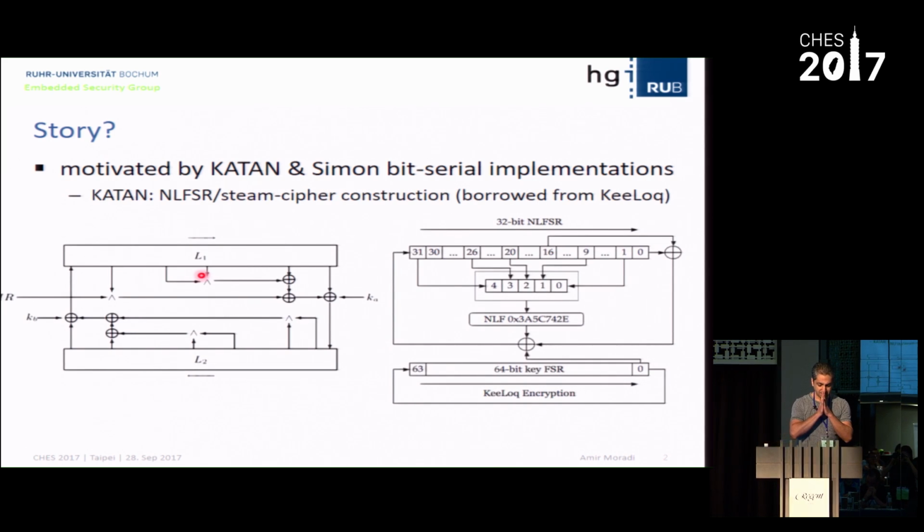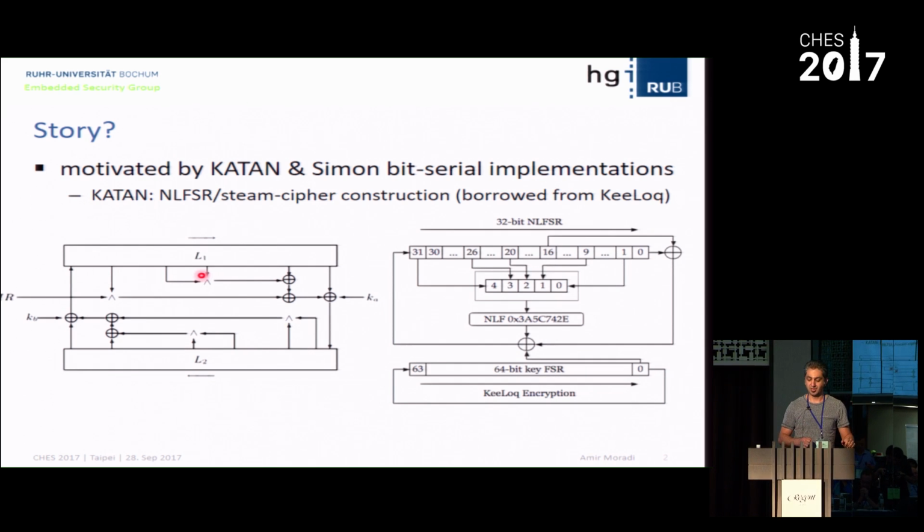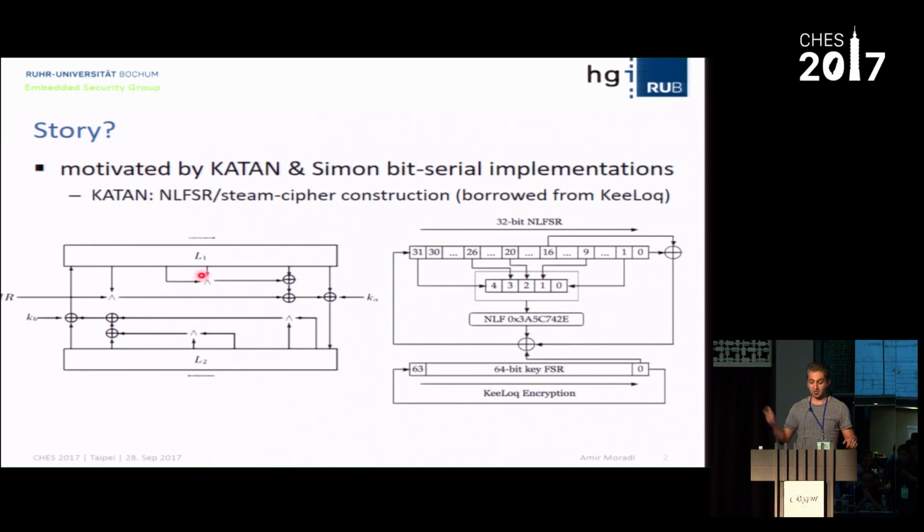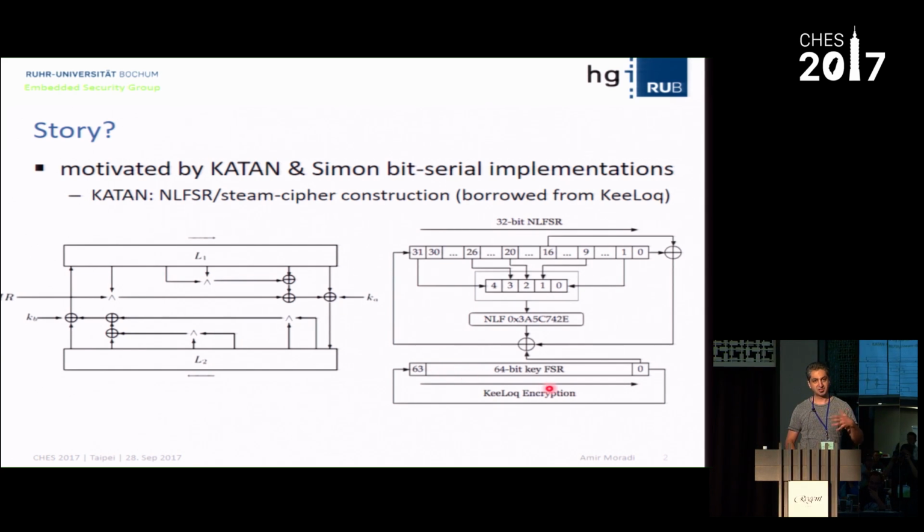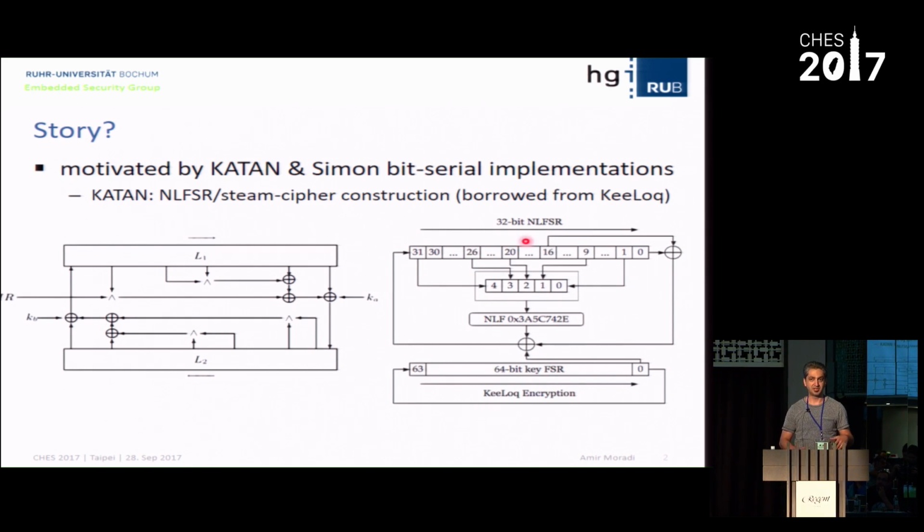Let's see what the story is and why we have done this work. It's motivated by the design of Katan and Simon bit-serial implementations. Katan is a nonlinear LFSR or stream-based symmetric block cipher, and its architecture was borrowed from KeeLoq. In KeeLoq, the key is in a 64-bit register, and the plaintext or state of the cipher is 32-bit. Every clock cycle, just one bit is updated, but everything is shifted to the right.